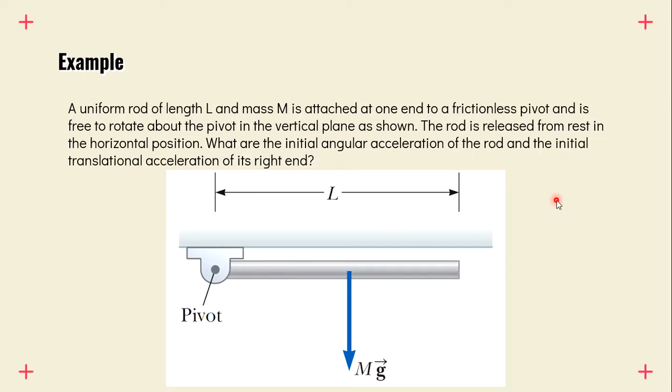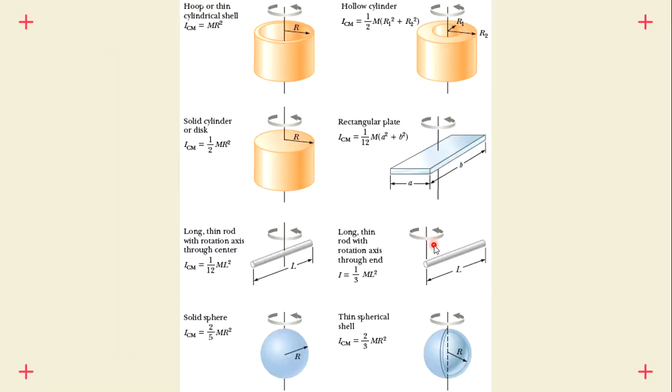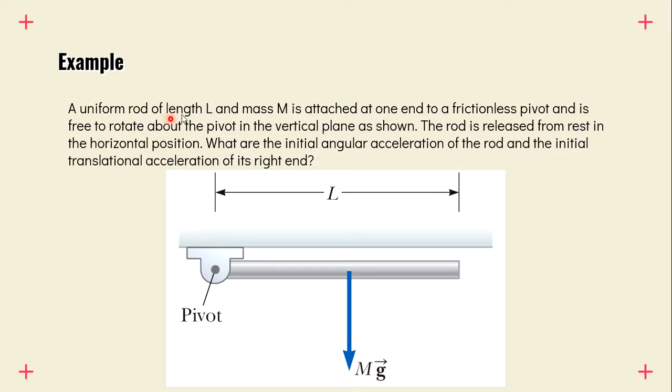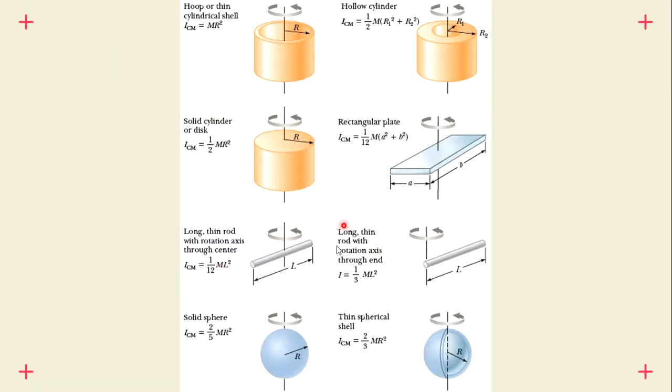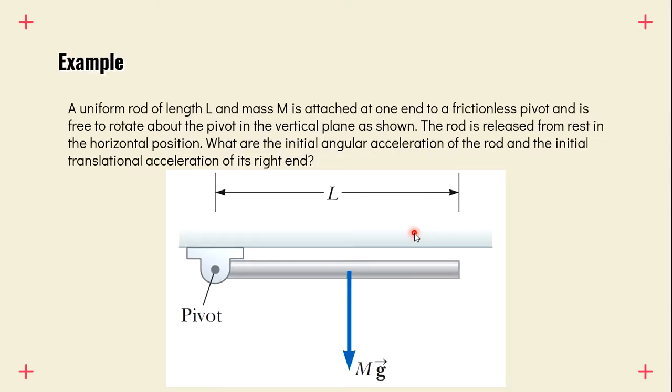In this example, we have a uniform rod, just like this one. A uniform rod of length L and mass M is attached at one end to a frictionless pivot and is free to rotate about the pivot in the vertical plane as shown. The rotational reference line is the pivot, which is at the end of the rod, so we'll have to use this formula. The rod is released from rest in its horizontal position like this.